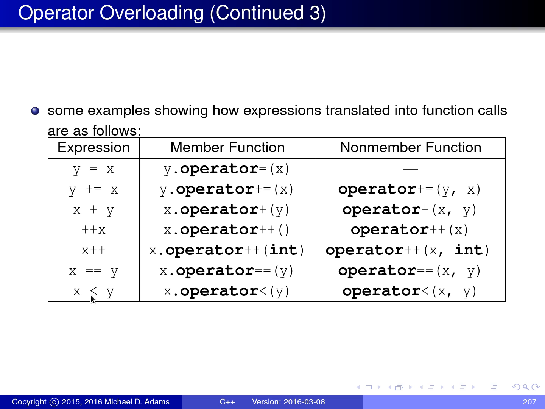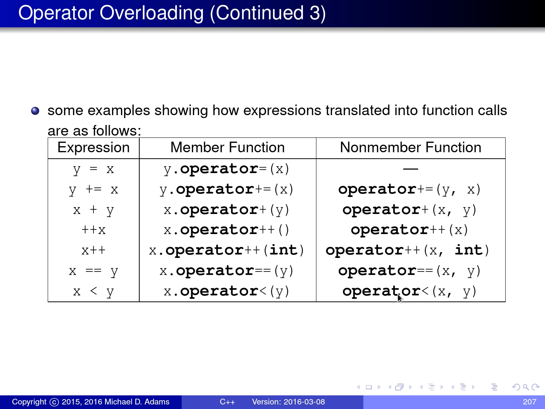In the case of less than, we can overload the less than operator as either a member function or a non-member function. In the case of a member function, this would get translated into a function call that looks something like this. Again, the variable associated with this, in other words, the object that the member function is operating on, corresponds to the first operand, the one on the left, x. And the second operand, y, is passed as an explicit parameter to the member function.